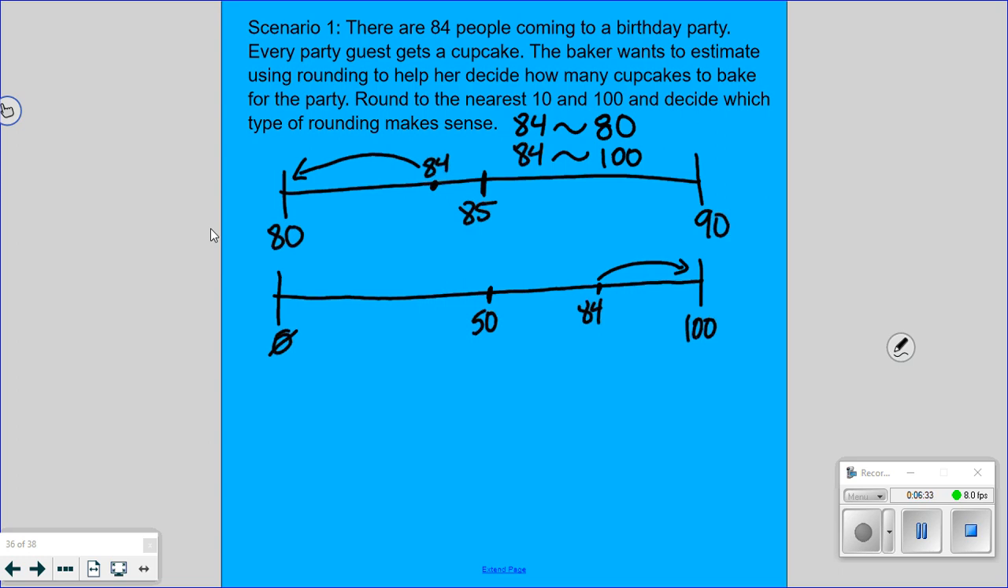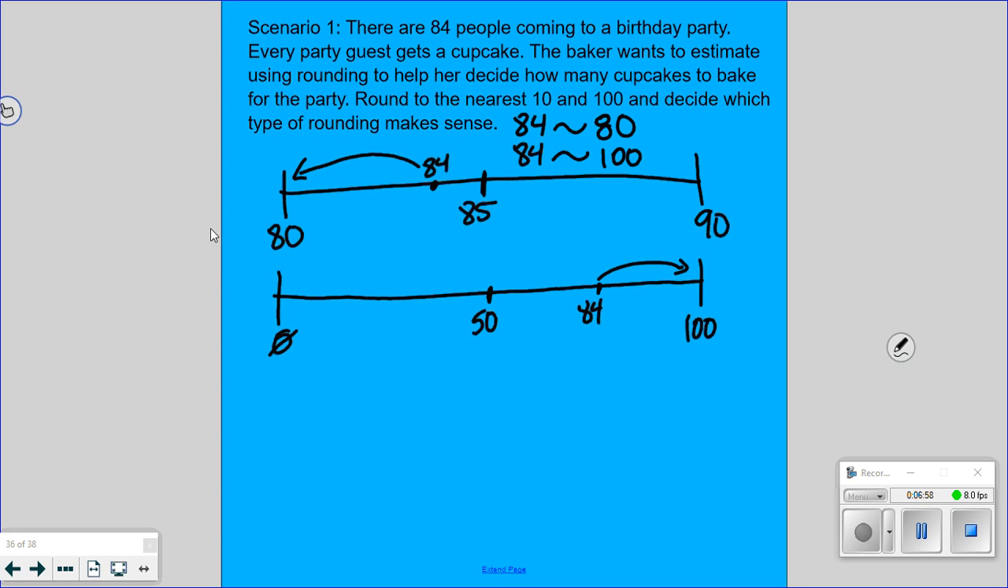I think you should round it to 100 because there might not be enough. Because there will not be enough if you do 80, because 84 people we know are coming. But another reason is that you should round to 100 because if a parent might want another one, you have extra. Okay. What were those reasons?